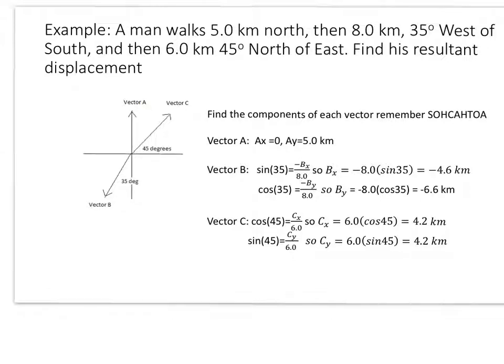Now we go on to the y component of B. That's right here. So that's going to be cosine 35 equals minus By, it's acting downward, divided by 8. Solving for By, it equals minus 8 times cosine 35. Work that out on your calculator: negative 6.6 kilometers. Okay, now we're down to vector C, which is this one right here.